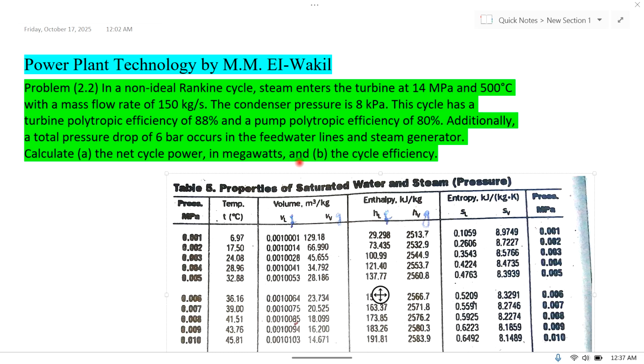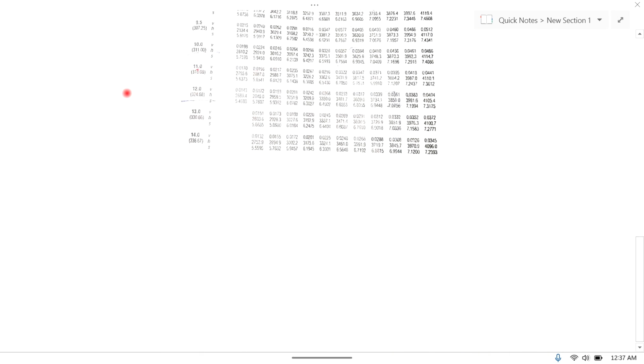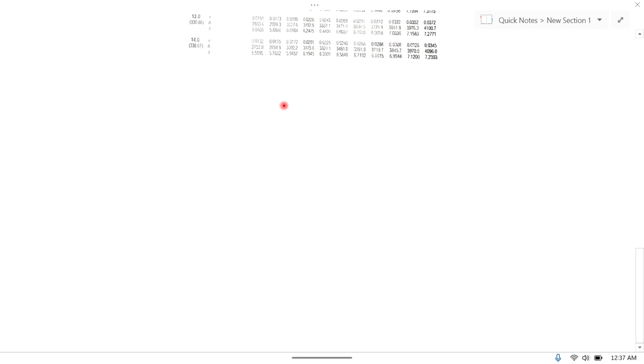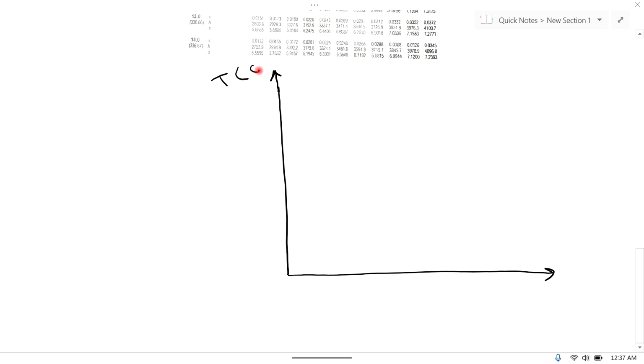So, as this is a non-ideal Rankine cycle, to understand the idea of the problem, first we have to draw the Rankine cycle. Here I am trying to draw a clear non-ideal Rankine cycle on a TS diagram, where T is in degree centigrade and entropy is in kilojoule per kilogram per Kelvin.